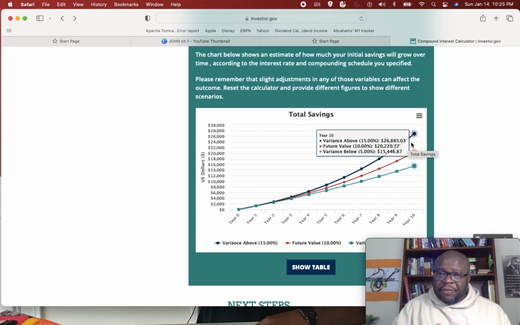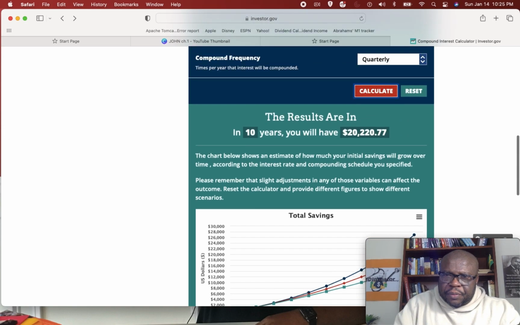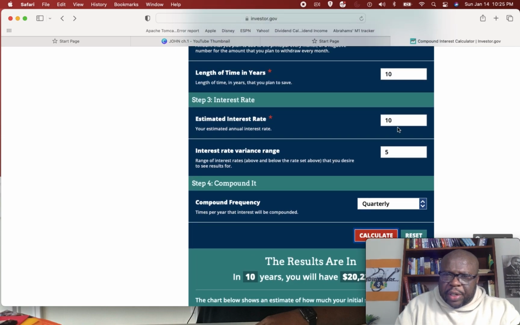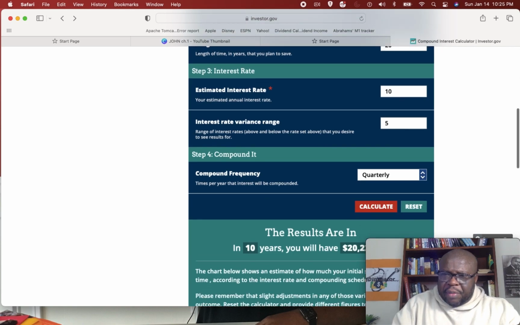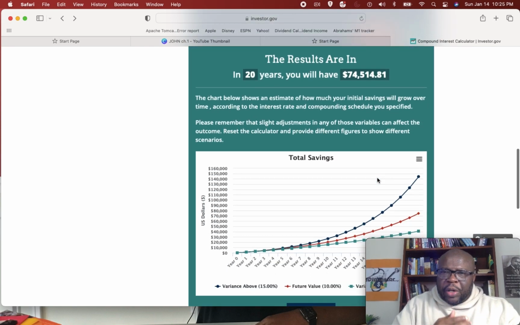Now, let's leave the contribution the same, $100 a month, and let's extend the time. So we're going to change this to 20 years. So we're still doing $100 a month. This is important because sometimes, in the beginning, you don't have a lot of money to start with, but you want to get started. So now we extend it to 20 years, $100 a month.